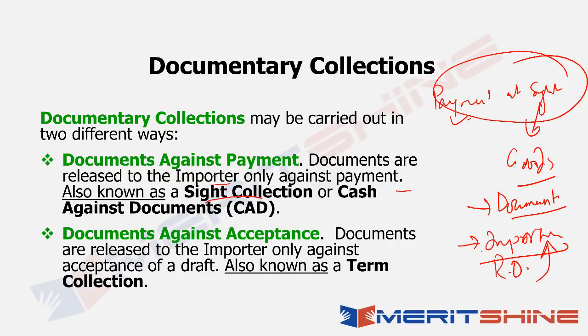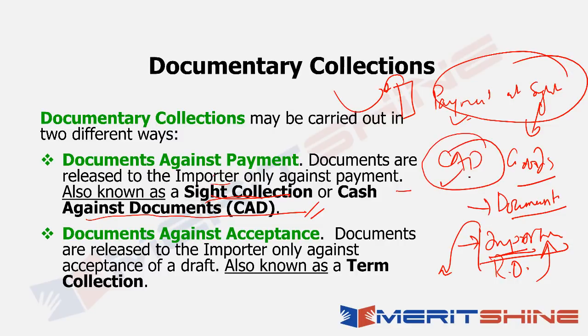So now this good, which is at sea or already standing at the port, becomes the importer's, and hence he is liable to pay to the bank. So this is called sight collection or cash against document collection. Alright, so this is called CAD. This is a very frequently used term.